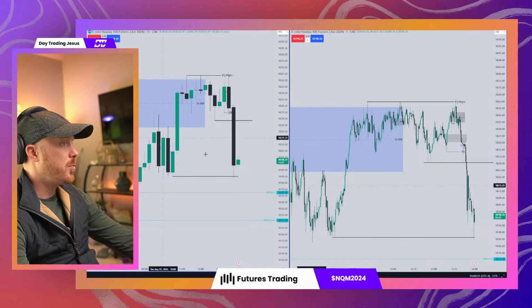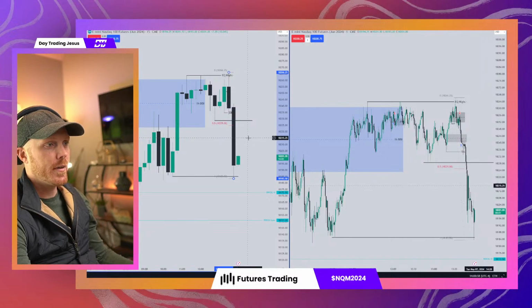Let's see where it sits. Let's put a Fibonacci retracement tool. Let's find out where equilibrium is. Equilibrium. So look at that. That's perfect. I like that a lot.